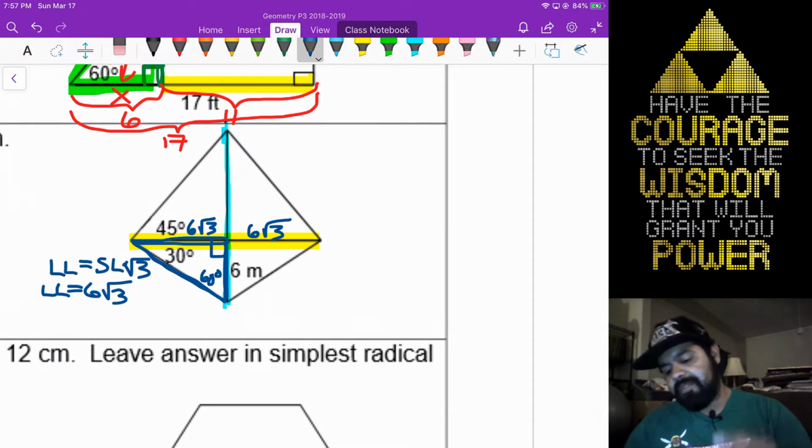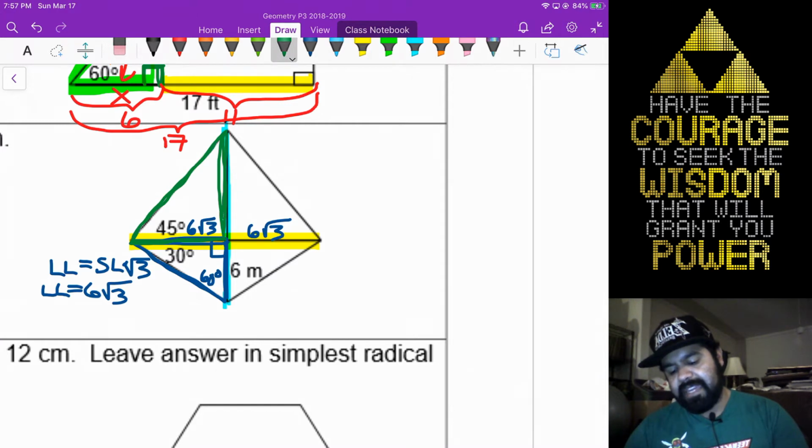Now to find that remaining part of our diagonal right here, we just have to remember that this is another special right triangle. That's our 45, 45, 90. So the legs need to be congruent. That means this right here is also 6 rad 3.